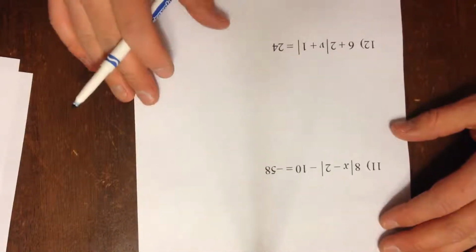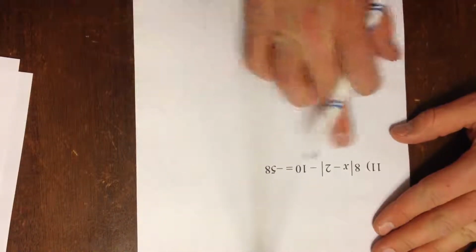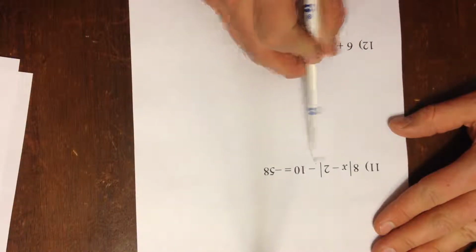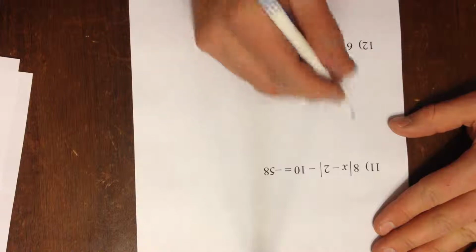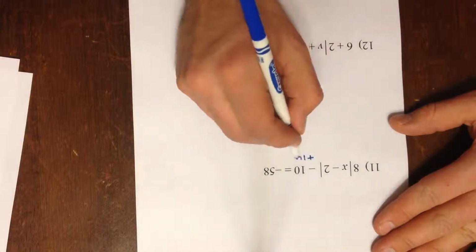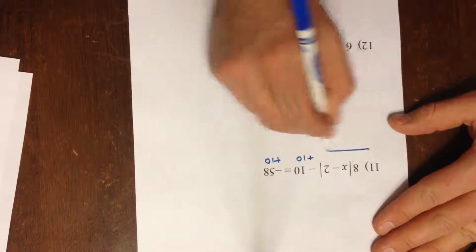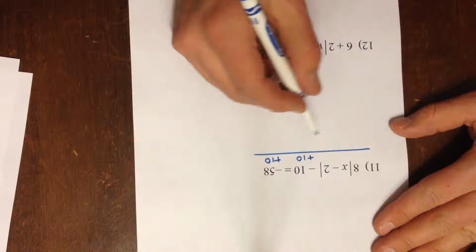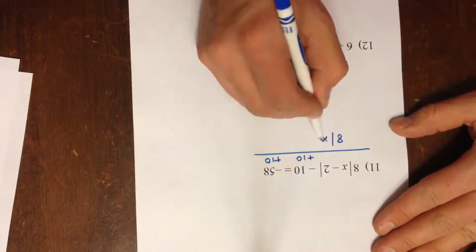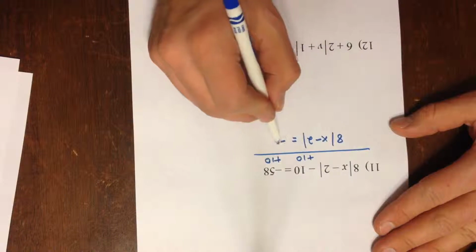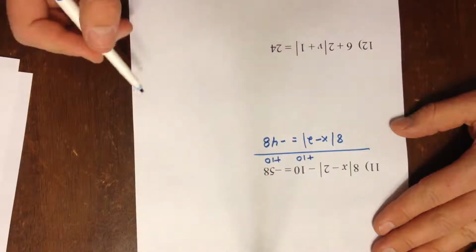Okay, number 11, not that it's overly difficult, but it looks kind of long. I have to get rid of the negative 10 and the 8 before I split this up into two equations. So I'm going to add 10. It feels just like I'm solving a two-step equation, really. So I have 8 times the absolute value of x minus 2 equals negative 48.